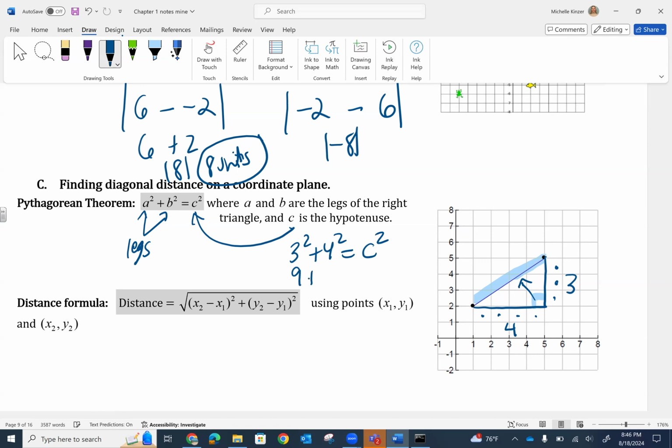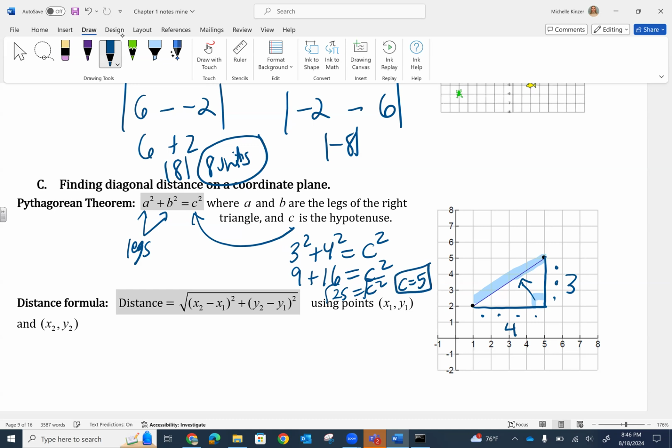That means 9, and you have to do PEMDAS. In PEMDAS, it says do the parentheses, then the exponents, then the multiplication, then you do adding and subtracting. And so we're going to solve it. 9 and 16, we're going to do adding, it's 25. And then to get rid of the squares, we square root both sides, and then c is equal to 5.